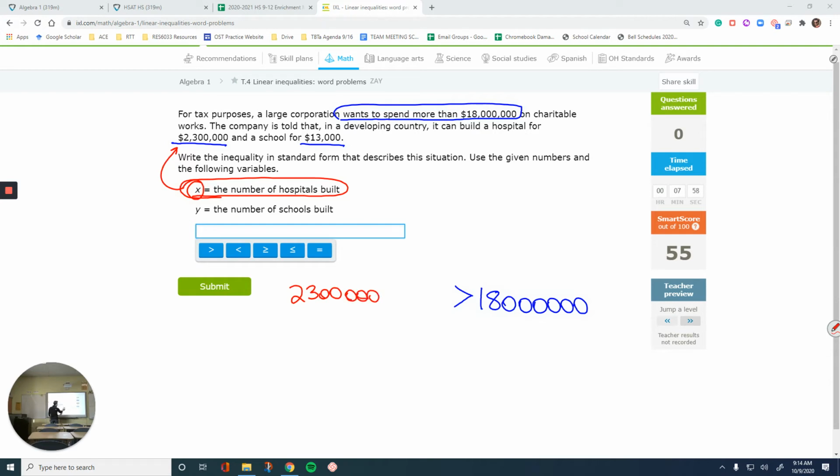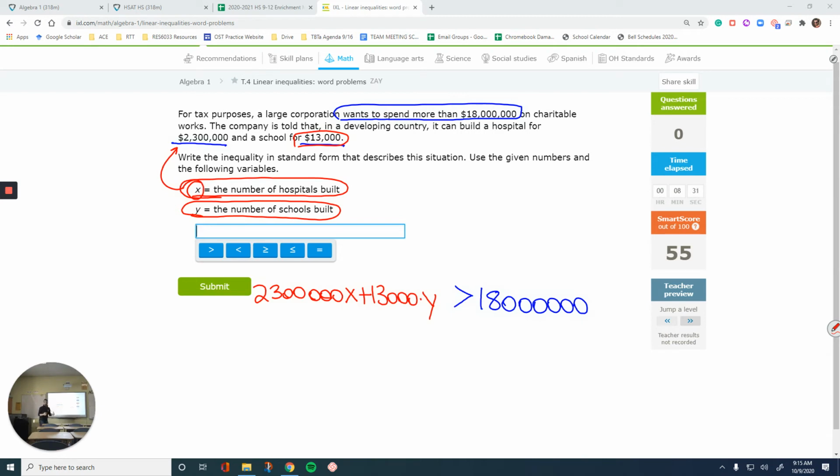2,300,000 times x plus the school for 13,000. Are they just doing one school, or is it like 5 schools? The number of schools built is y. So 13,000 for one school, but we do not know how many schools they have, so it is times y. If it is one school, we plug in 1 for y. If it is 3 schools, we plug in 3 for y. So that would be the answer to this question.